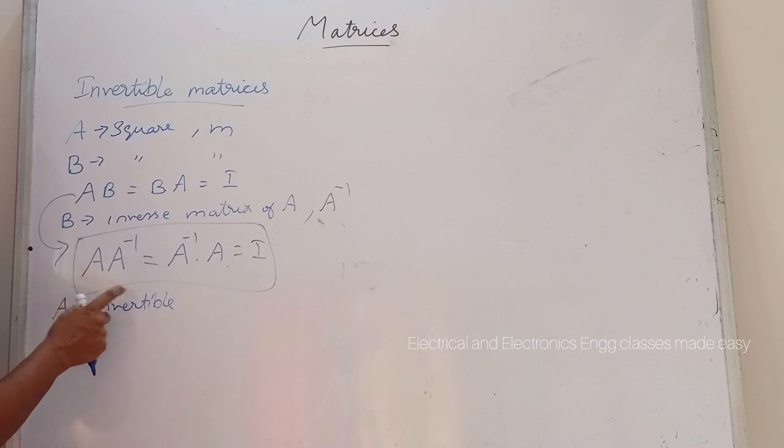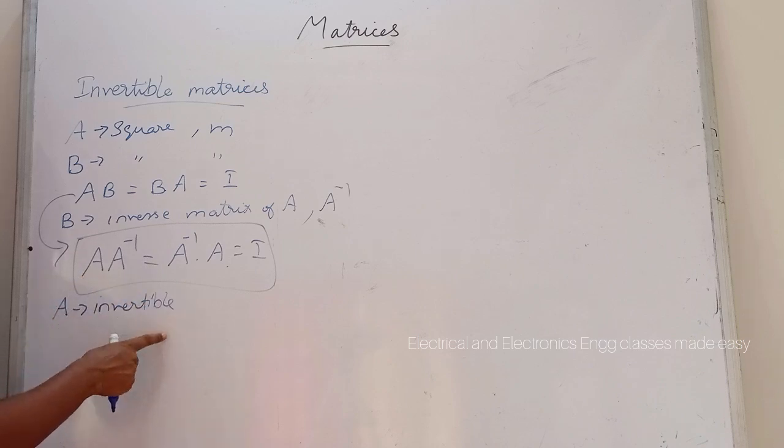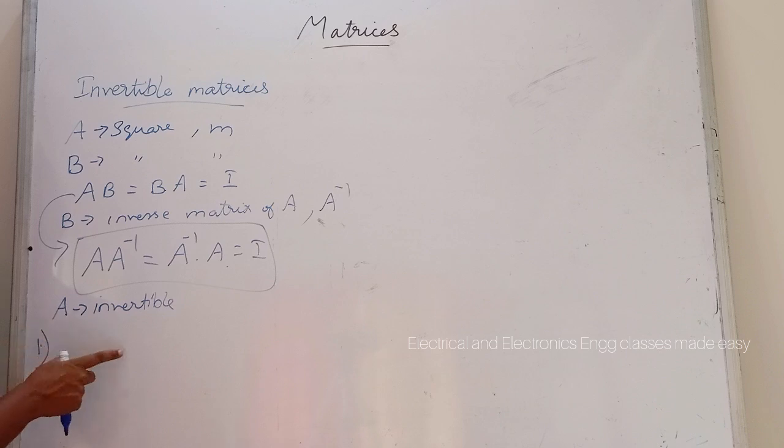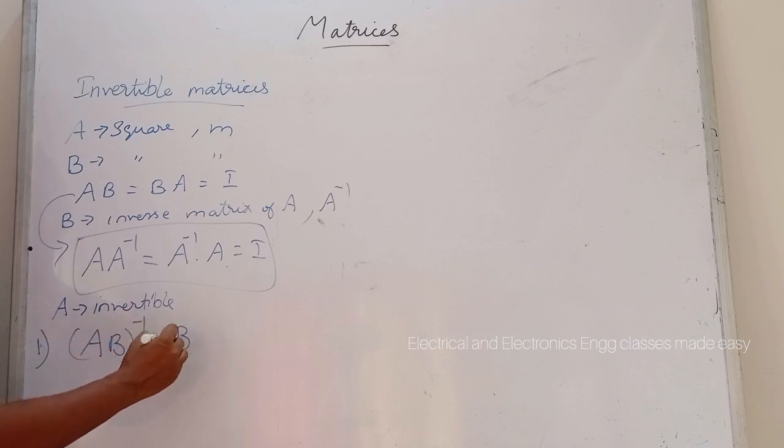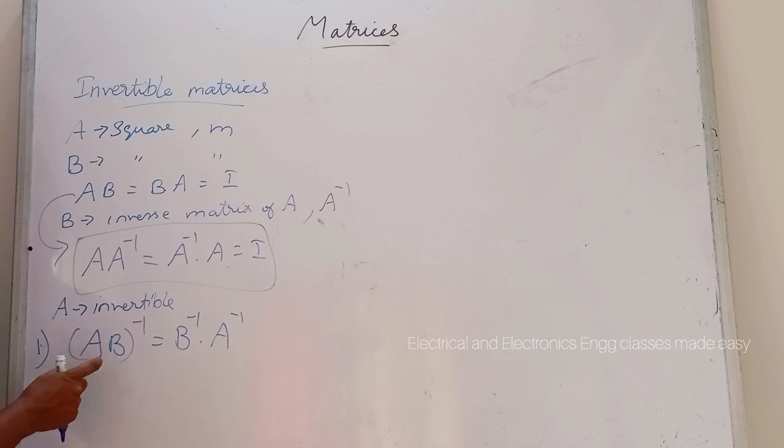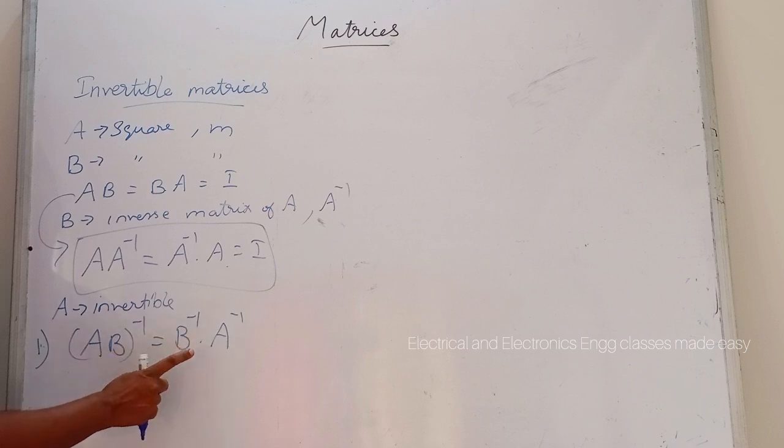So A is said to be invertible. And there exists a property of this inverse such that (A into B) inverse is equal to B inverse into A inverse. That is, if A and B both are invertible matrices of the same order, then we can write (A into B) the whole inverse is equal to B inverse into A inverse.